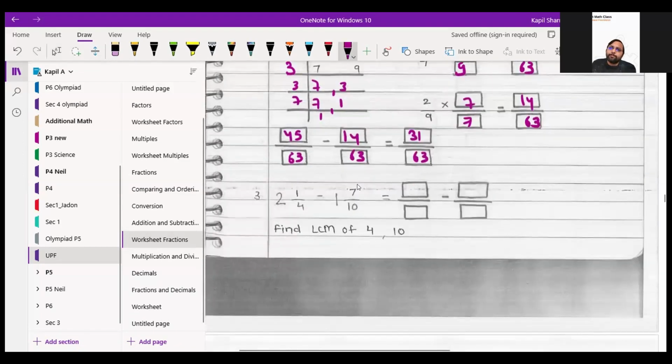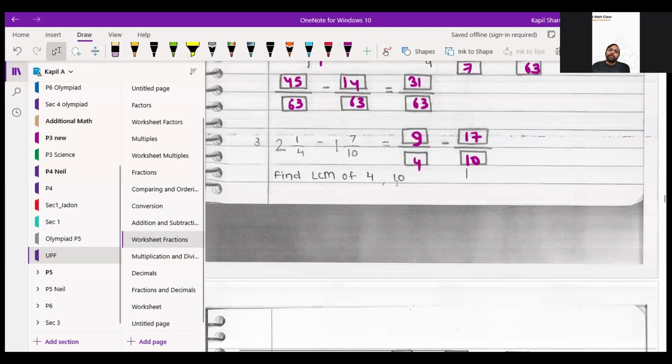Fine. Now next one. Try this. So here you have mixed numbers. So first you need to convert these mixed numbers into improper fractions, and then you can subtract. Okay, so the first one is 4 times 2 plus 1 is 9 upon 4. Second one is 10 times 1, 17 upon 10. Okay, so quickly solve this.